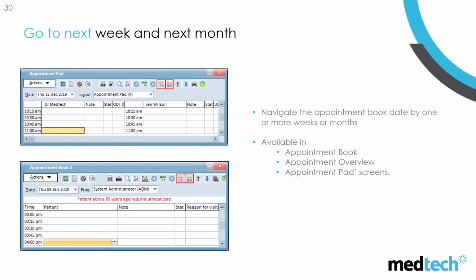Okay, go to next week and next month. You can see there are some go-tos there, so you can navigate the appointment book date by one or more weeks or months, which is cool. And this is across all the appointment side of things. So if you have appointment overview set up, or if you've got a widget for the appointment book / pad, that's normally where you would see that functionality.